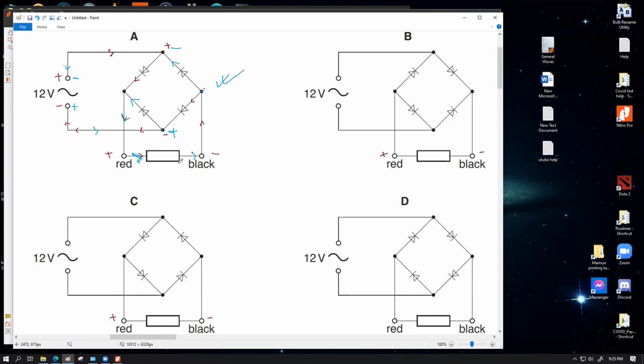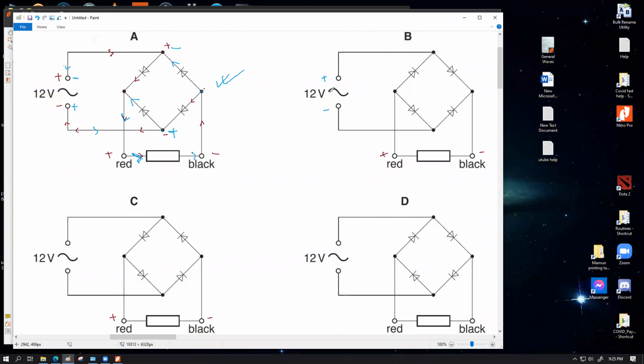Now I'm going to show you the other three options as well. What is wrong with them? Let me show you. This is a two-level supply. Let's say this is the positive, this is the negative. First, I'm showing you with blue, or I might actually show it with red, brown.